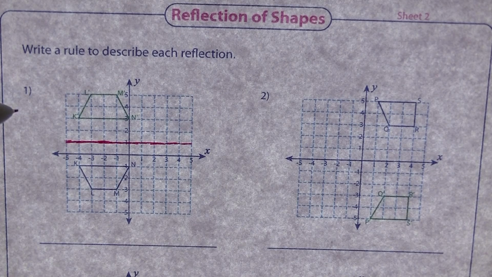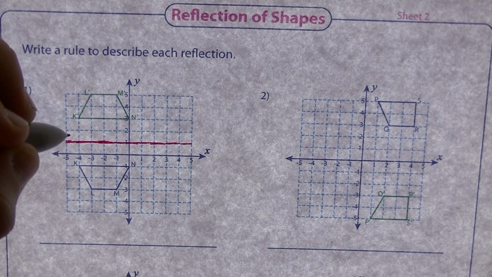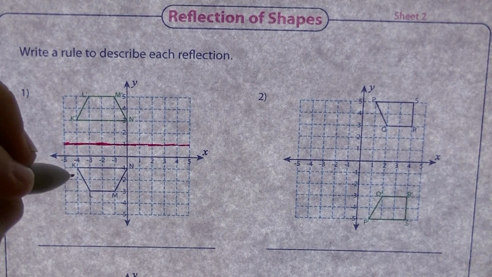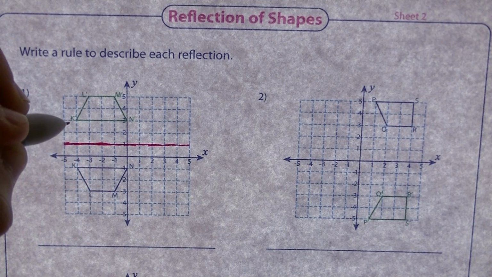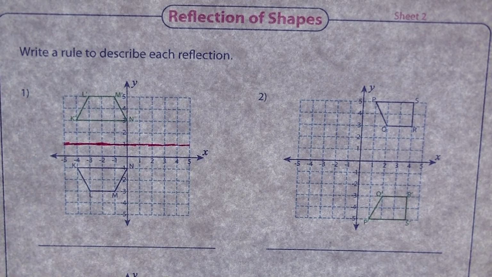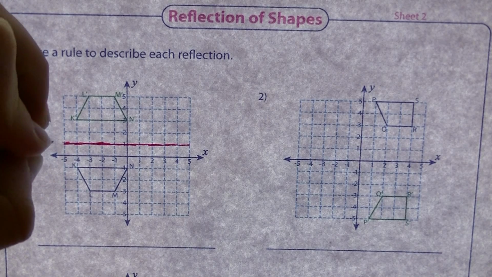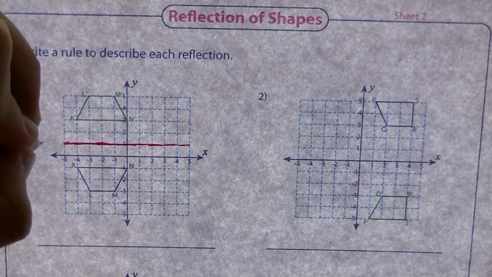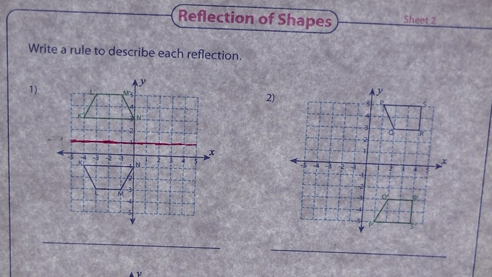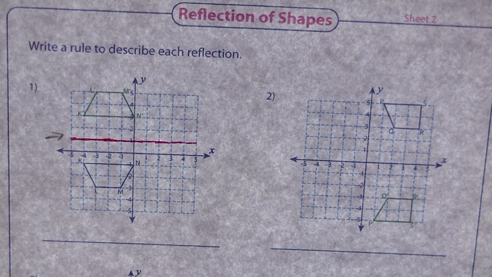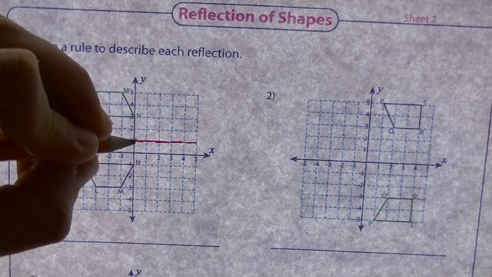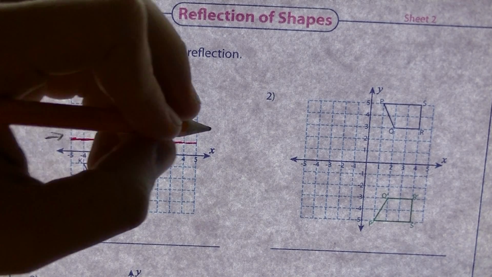For question number 1 over here, what I've got is a shape KNML, and it looks like it's been reflected over this red line over here to give me K prime, N prime, M prime, L prime. So the first thing we need to do is come up with a name for this line over here. Well, let's start taking a look at some points on this line so that we can come up with a name for it. If I take a look at this point right over here, this is the point 0, 1.